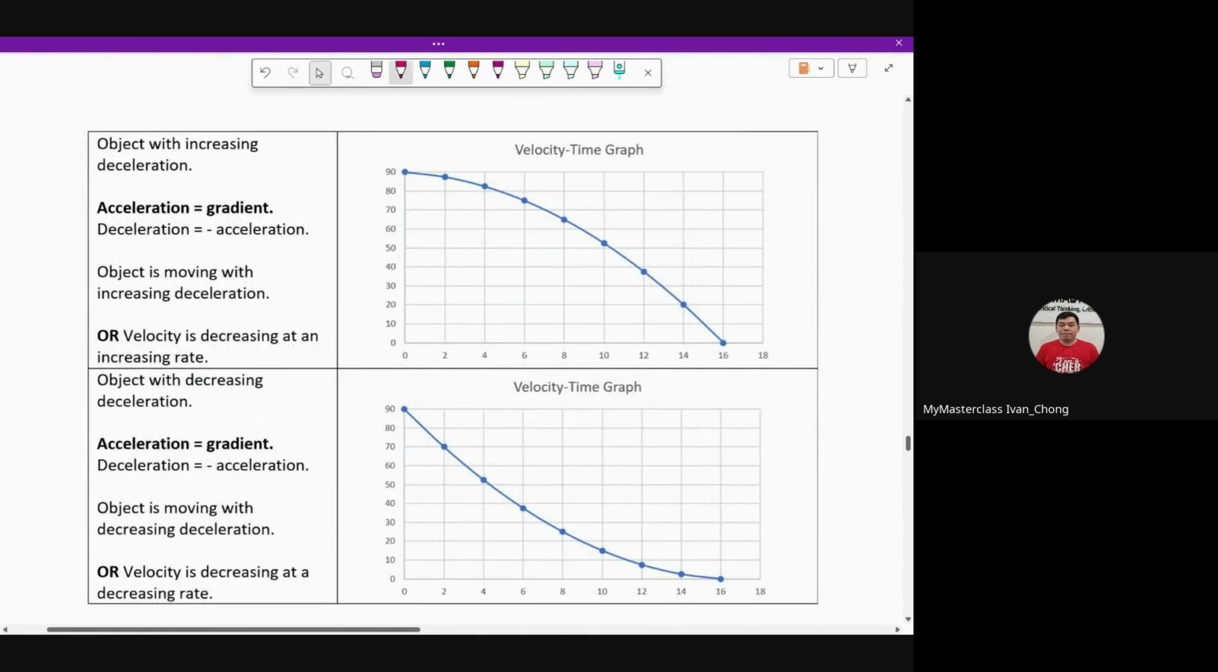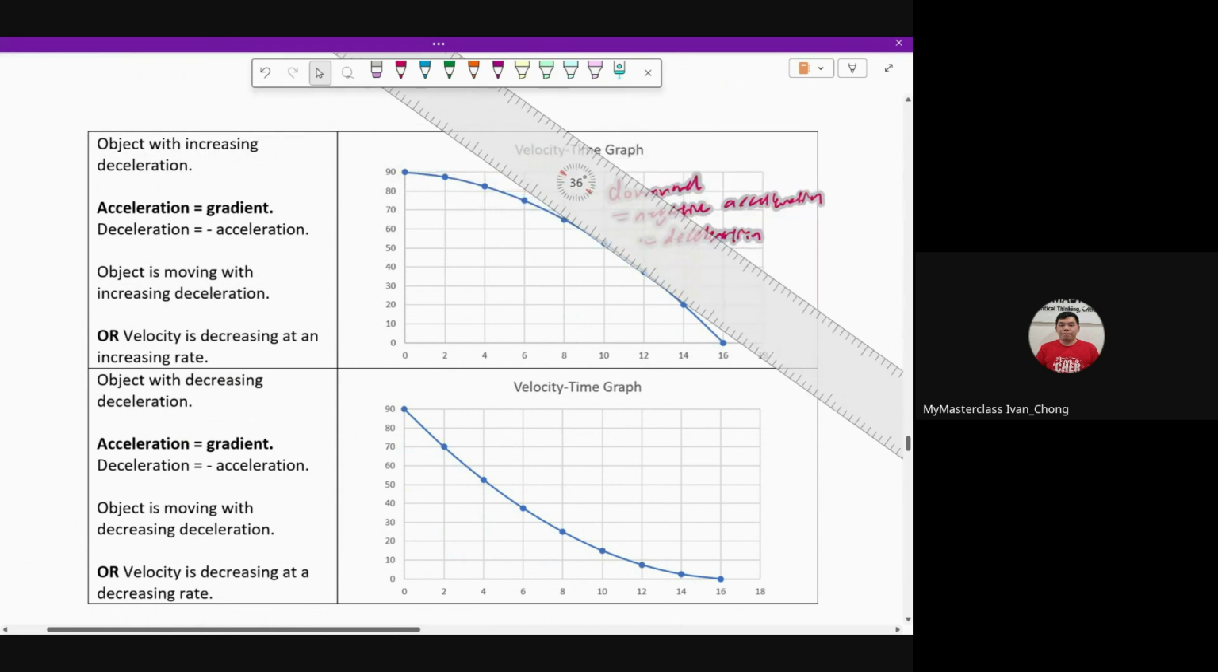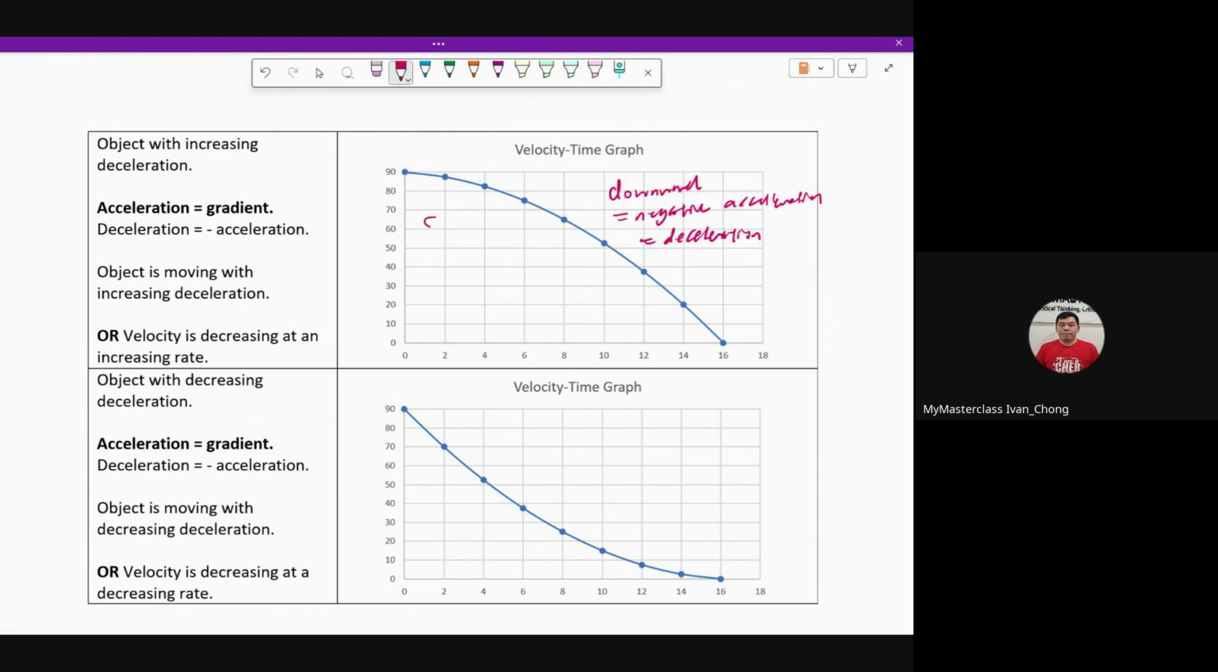Now, if you notice over here, this is downward sloping, right? So this is a negative gradient. In this case, negative acceleration. So negative acceleration, this is your deceleration. Okay? And next, you ask yourself, take your ruler, because I cannot confirm, it is getting steeper and steeper. It's getting more vertical, right? So because it's getting steeper, this is increasing. Okay, so this is increasing what? Increasing deceleration. Okay, so you can see over here, because you're getting steeper and you have deceleration.